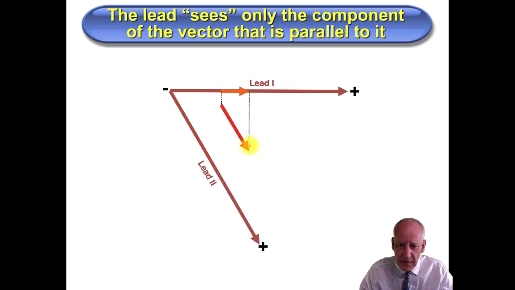How about if we recorded the same cardiac vector with another lead axis? Let's call this lead 2, and lead 2's positive pole is located down here. In this case, the entire cardiac vector is parallel to this lead axis, and therefore the deflection would be upward, a positive deflection, and it would be maximal.